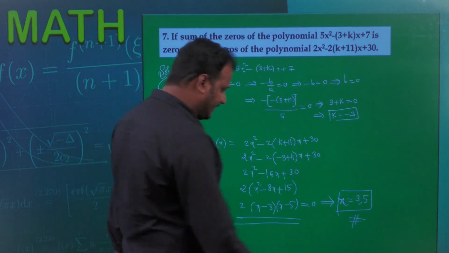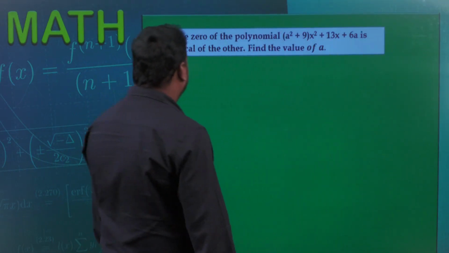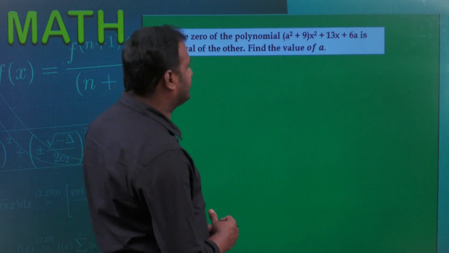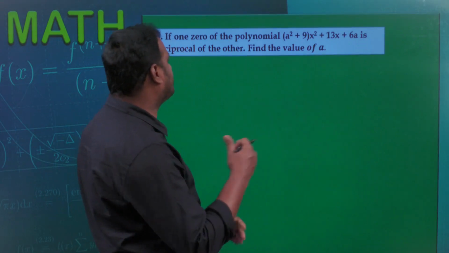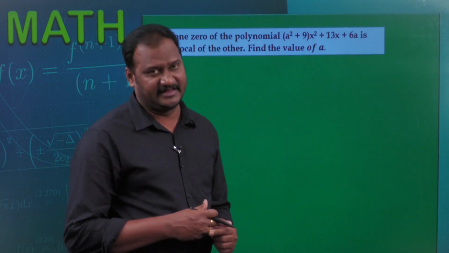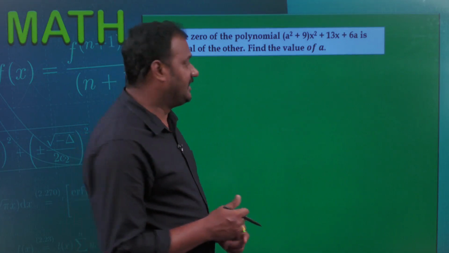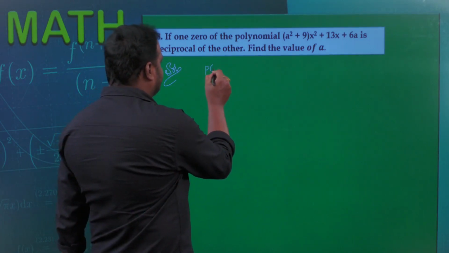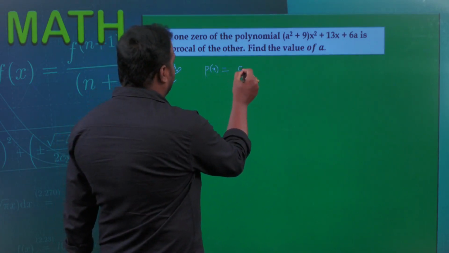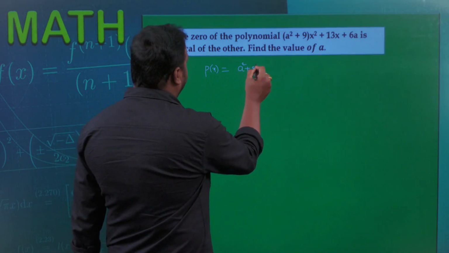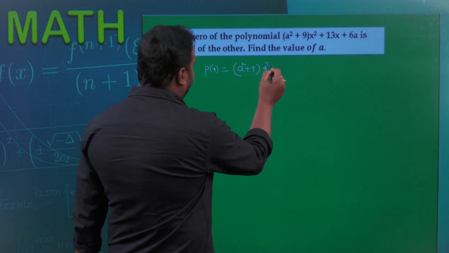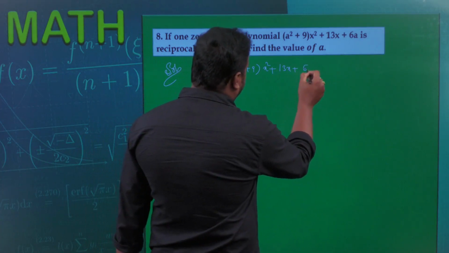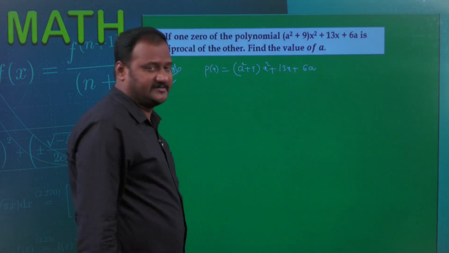Understand? Right. Moving on to the next problem. If one zero of the polynomial (a² + 9)x² + 13x + 6a is reciprocal of the other, find the value of a. One zero is reciprocal of the other. Let me take the given polynomial as p(x). That is (a² + 9)x² + 13x + 6a.